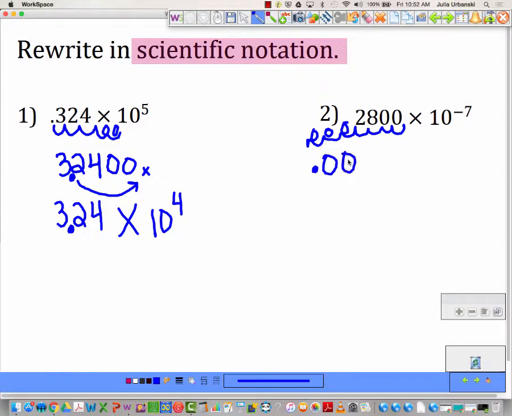What would you say? I would read it as tenths, hundredths, thousandths, ten-thousandths, 28 hundred-thousandths, or you can read it as 0.00028. Okay, but that is not our answer. That's not scientific notation. That's standard form. Make sure that I did it right. I didn't have to put the extra zeros there.